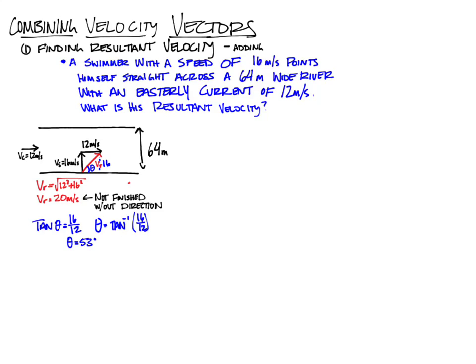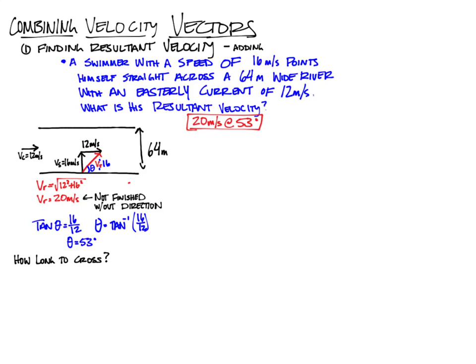Okay? So, when we do things like this, because it's velocity and distance, we can ask and answer some other questions. One question I might ask you is how long, so the resultant velocity is 20 meters per second at 53 degrees. One question we might ask is how long does it take to cross?